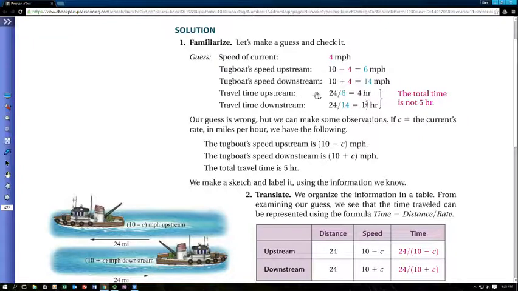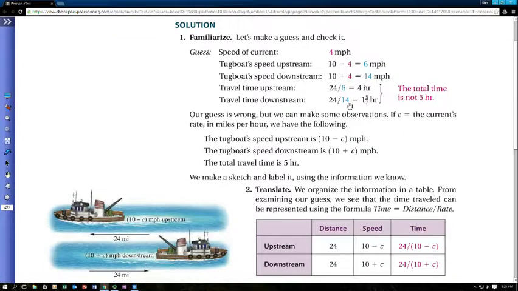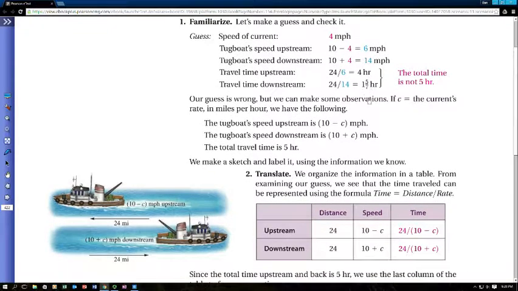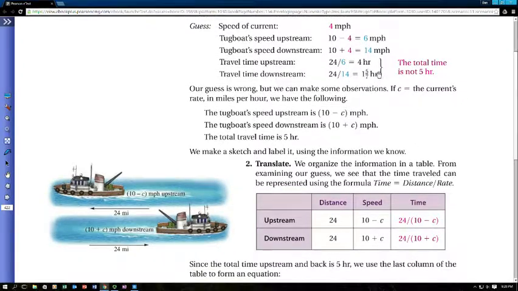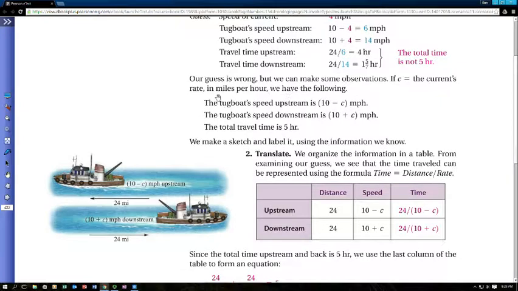Well, travel time upstream then would be 24 divided by 6, and we'd find out it'd take 4 hours. Travel downstream would be 24 over 14 miles per hour, and it takes us about 1.5 hours, 1 5/7. Well, these times are not the same, and that's part of this problem, we have a matchup on time again. So the guess can be wrong, and we make some observations. C is the current's rate in miles per hour. In other words, they start defining some variables here so we can translate this into algebra.